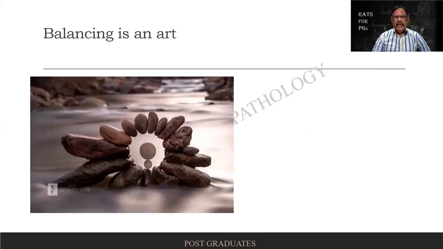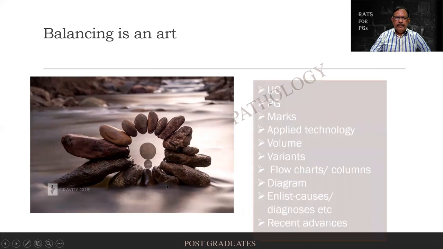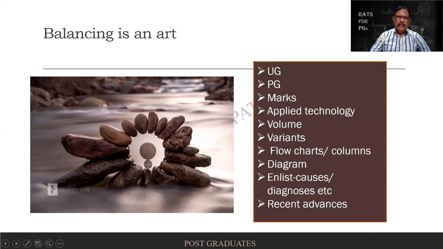Balancing is an art. I had given you the examples earlier also. I hope you appreciate this picture. And when I say balancing, you should know the various components of it. So it can be UG questions, PG questions, how the marks are being distributed, what is an essay question, what is the technology that is being asked as a question for us. You need not master the technology. My sheer ambition is to write the answer. What is the volume I should write? Variants, for example. There are certain questions where variants matter. What are the variants of osteogenic sarcoma?